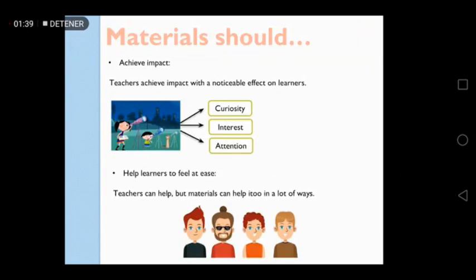Materials should achieve impact. Teachers achieve impact with a noticeable effect on learners. It includes curiosity, interest, and attention of the students. Materials should help learners to feel at ease. Teachers can help, but materials can help too in a lot of ways.